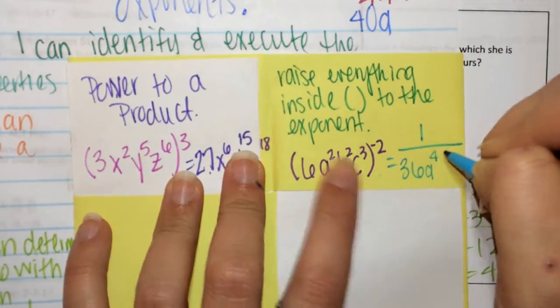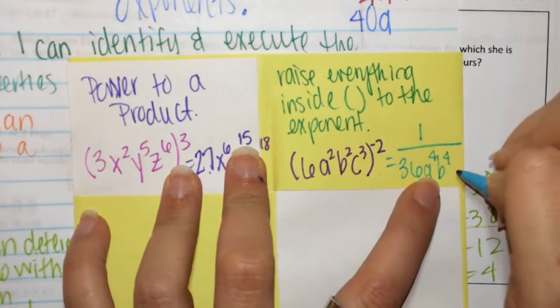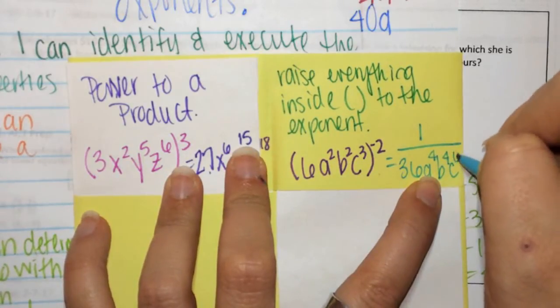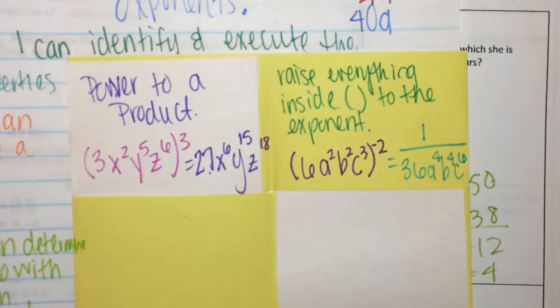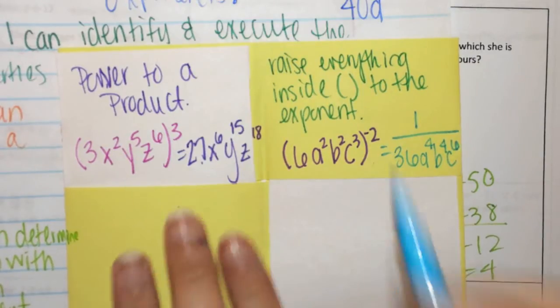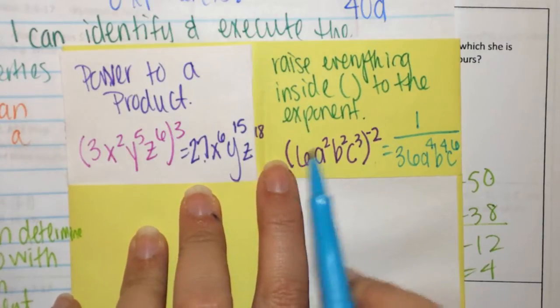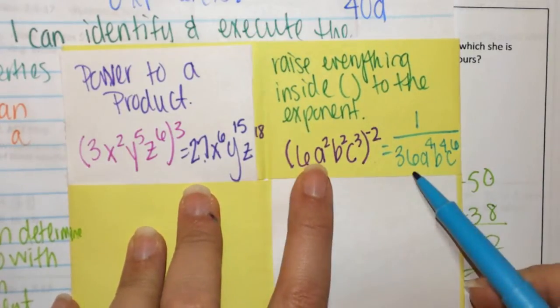So a to the 4th. 2 times 2 again, and you get b to the 4th. 3 times 2, and what do you get? I heard 2 answers. 6 squared is 36. You have to raise this coefficient to the exponent. So this would be 6 squared. 6 times 6 is 36.